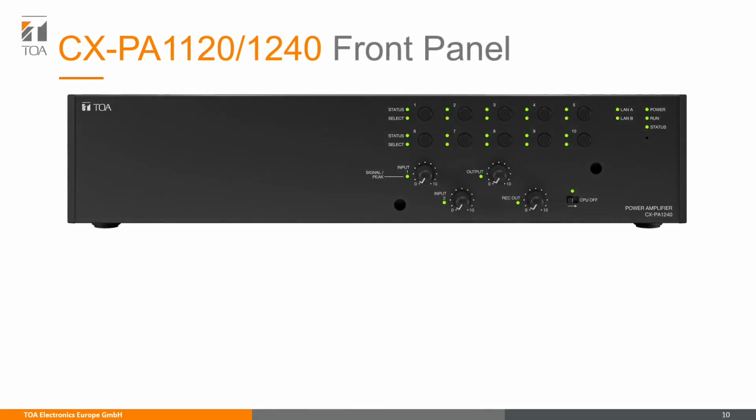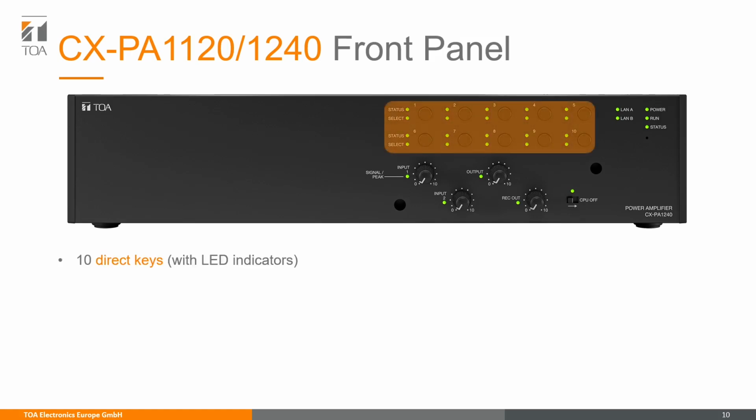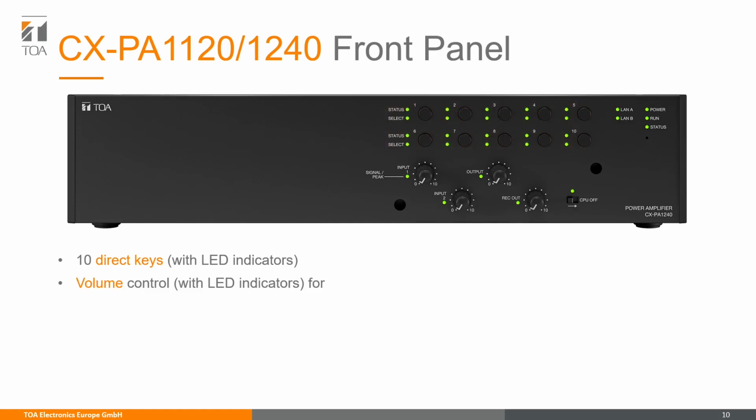Let's have a look at the front panel of the amplifiers. First of all, we have 10 direct keys with an LED indicator for each of them. The function of these direct keys can be set at the settings software. For example, you could trigger a pre-recorded audio file. Then we have volume control, again with their own LED indicators, for the local audio inputs, the speaker output, and the separate recording output. Furthermore, the products provide the CPU off function.